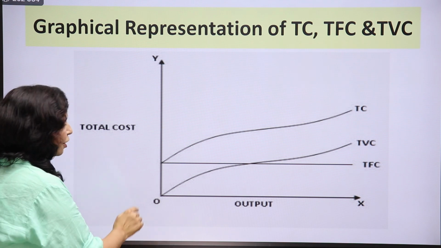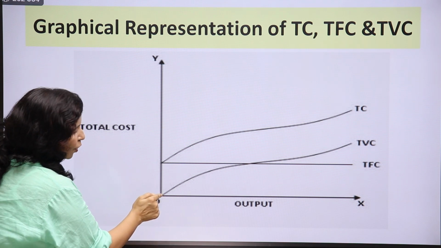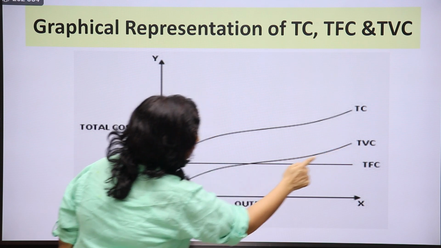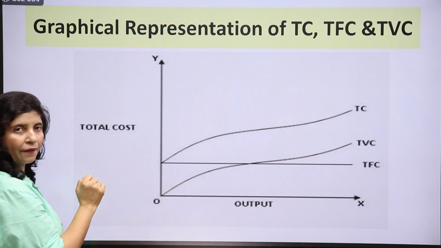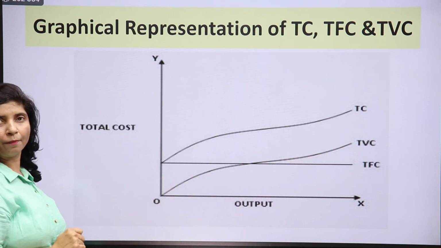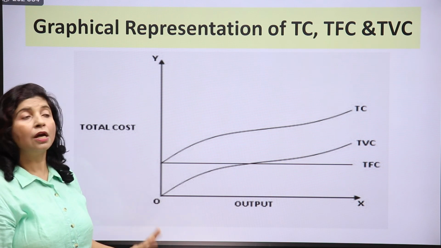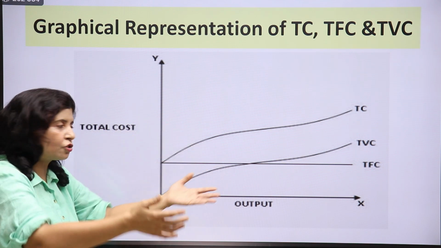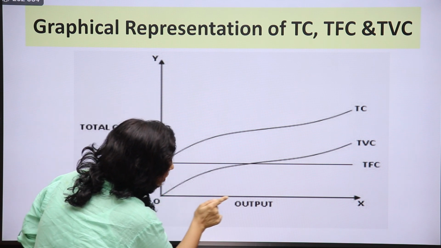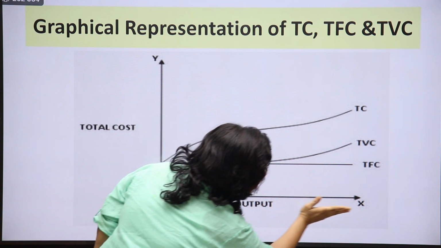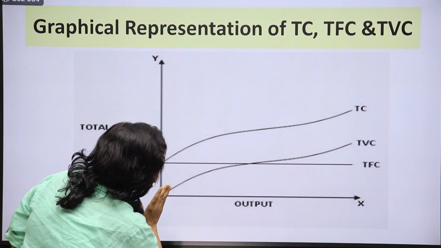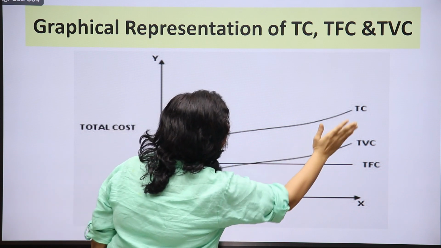But if your production is zero, your total variable cost, this curve is total variable cost. Okay, this is zero over here. No production, no total variable cost. More production, more variable cost. So here when your production is increasing, see, it is increasing in this direction, output is increasing. So your total variable cost is also increasing like a wave.